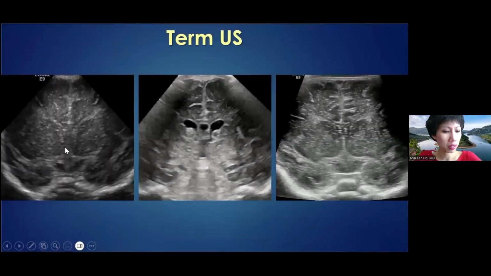Okay, so HIE ultrasounds can have a variety of appearances, right? So here's one where you see that gray-white interface is blurred and you've got slit ventricles. So this is a diffusely edematous brain, but the location's pretty good because we're now term, right? Here's one of the central injuries, so very echogenic basal ganglia compared to the white matter.